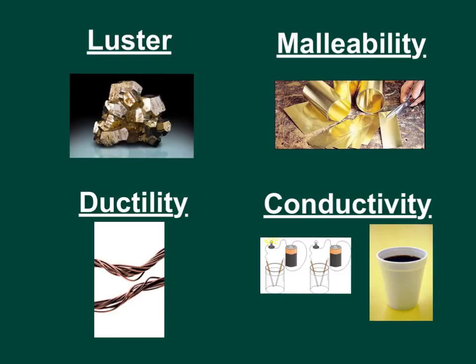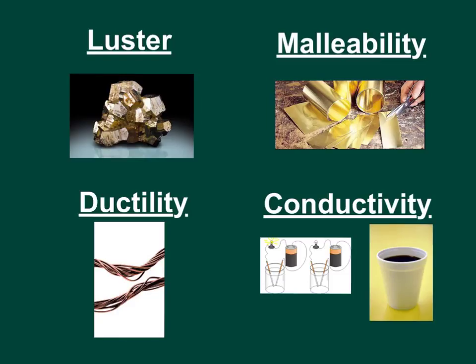Luster refers to a substance's shine. Malleability refers to whether or not a substance can be pounded into thin sheets. Ductility has to do with a substance being able to be drawn into a wire. And conductivity has to do with whether or not a substance can conduct heat or electricity. Another word to use instead of conduct that might help you better understand it is transfer.